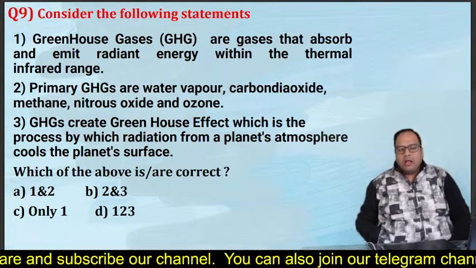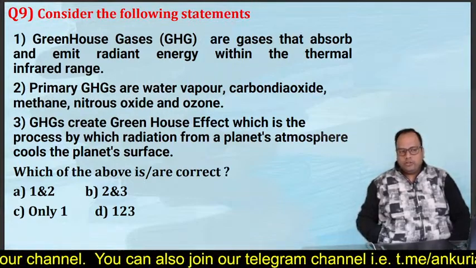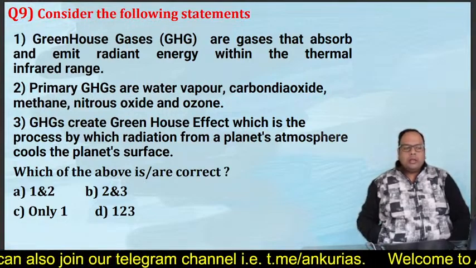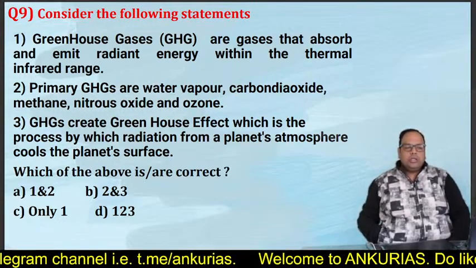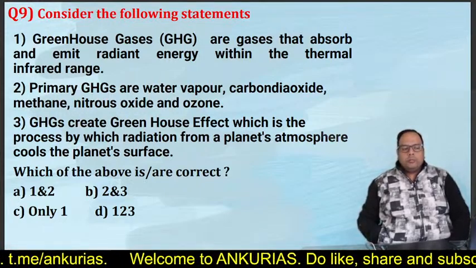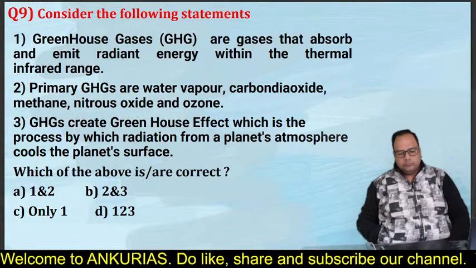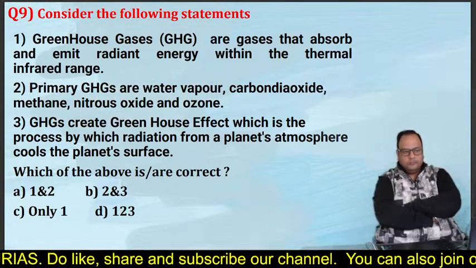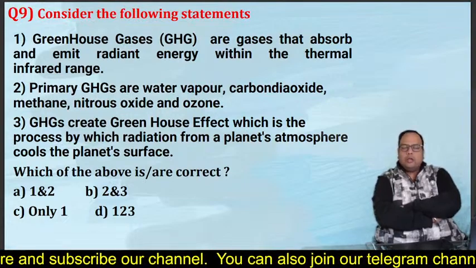Greenhouse gases are gases that absorb and emit the radiant energy within the thermal infrared range. Primary GHG are the water vapor, carbon dioxide, methane, nitrous oxide, and ozone. GHG create the GH effect, which is the process by which radiation from a planet atmosphere cools the planet's surface. Tell me, which statement will be correct?